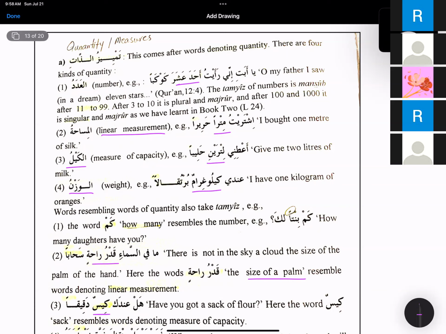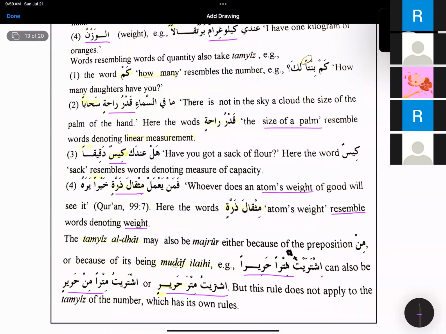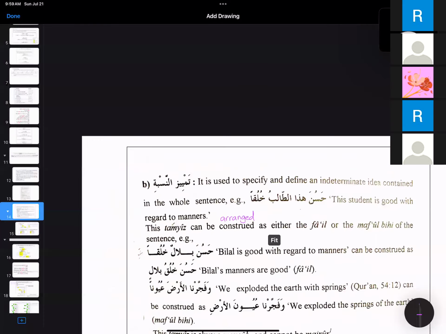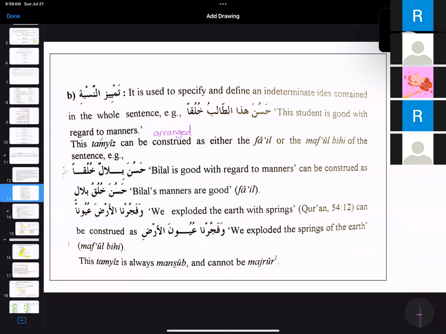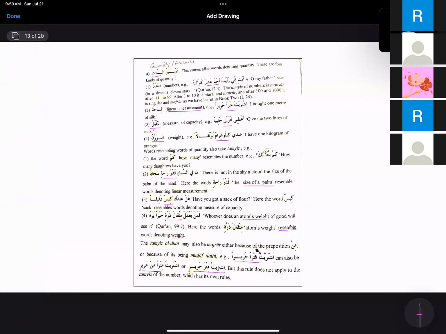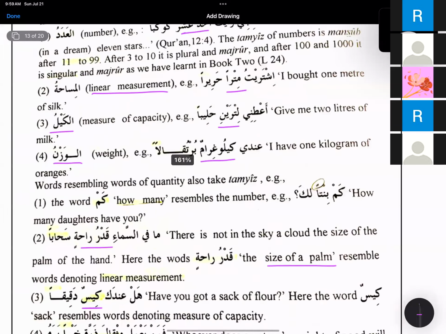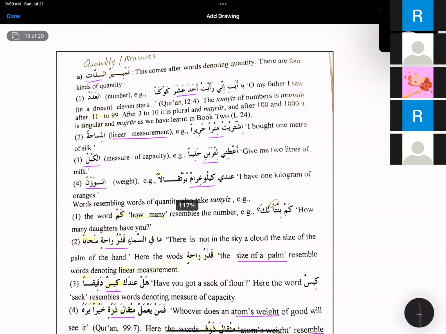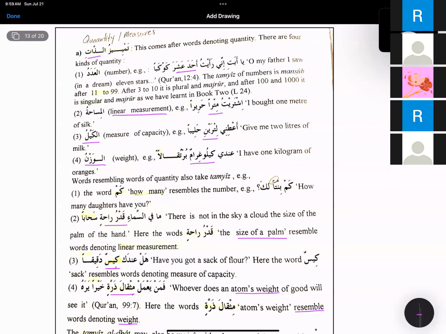Why are we saying tamyizuz dhat? Because this is basically related to only one word. The one word is ambiguous, and for that we are bringing tamyiz, right? And then if the whole sentence is ambiguous, that is a different category, and we call it what? I think it's here. Tamyizun nisba. So these are basically the two categories we are going to divide tamyiz into. So don't get confused with these terms. Just simply remember that if just one word is ambiguous, we call it tamyizuz dhat, and this is ambiguity of any measurement or numbers, right?